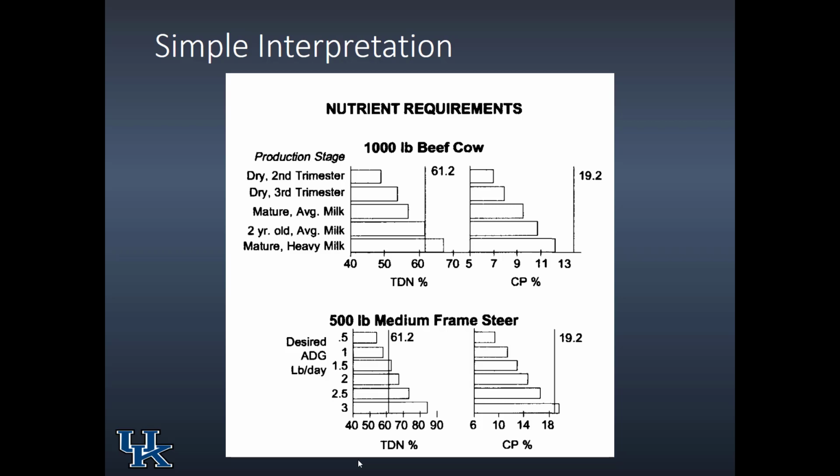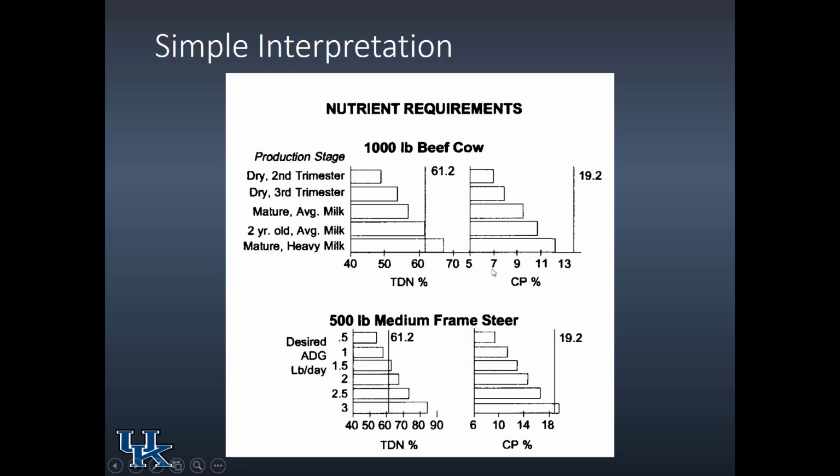Once you know the crude protein and the energy for a sample, then you know a lot about whether or not it's going to be adequate for the production that you're going to want to get out of cattle. You can tell this was done some time ago, because a 1,000-pound beef cow was more the norm, but a 500-pound medium frame steer is still relevant. And these numbers actually don't change that much for a slightly larger animal. So we've got production stage from dry second trimester all the way up to mature and a heavy milking cow. Production needs for TDN here and crude protein.